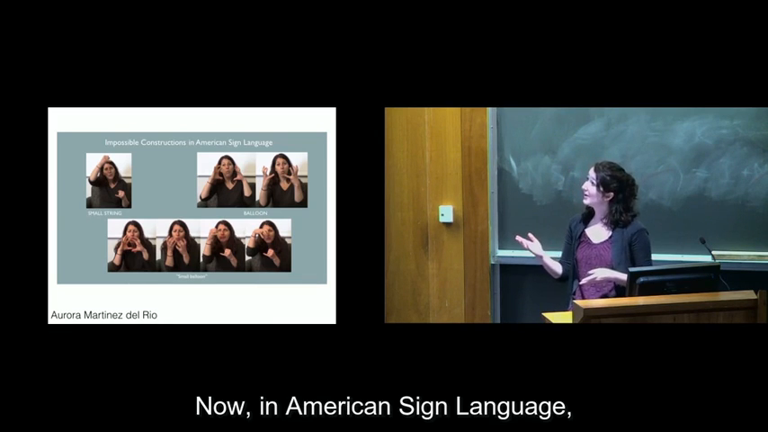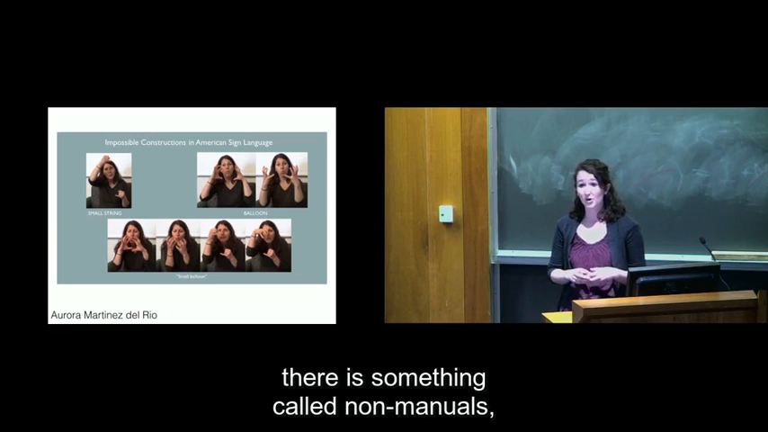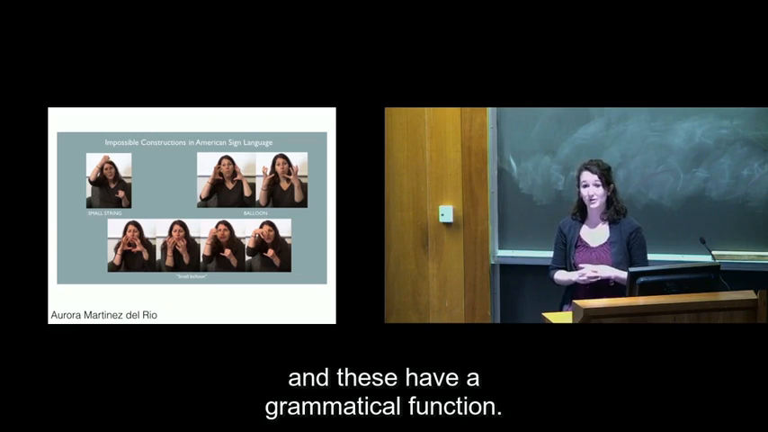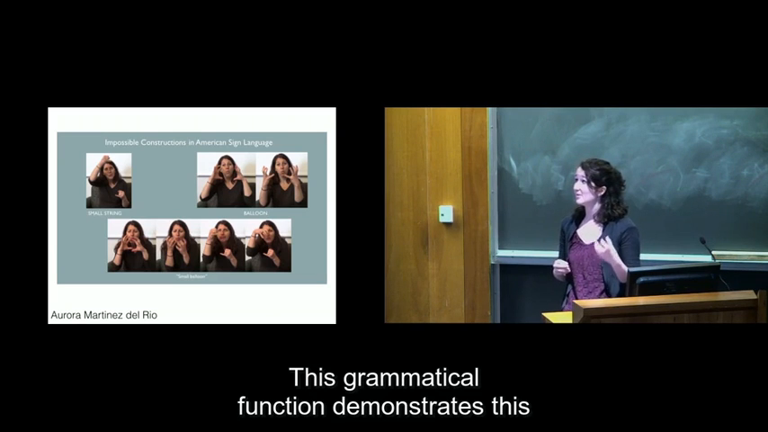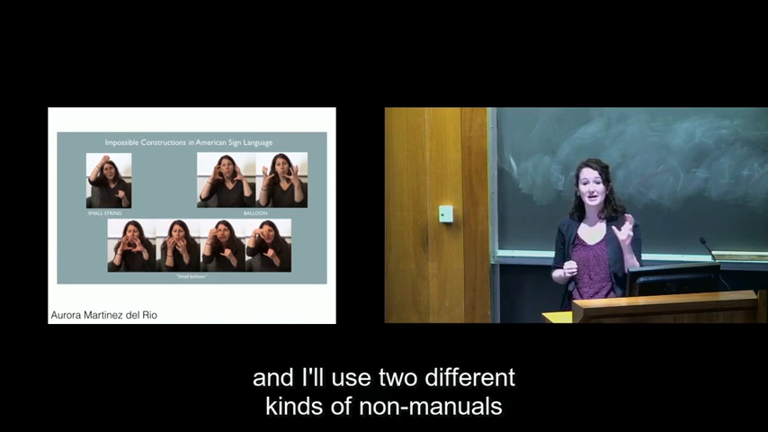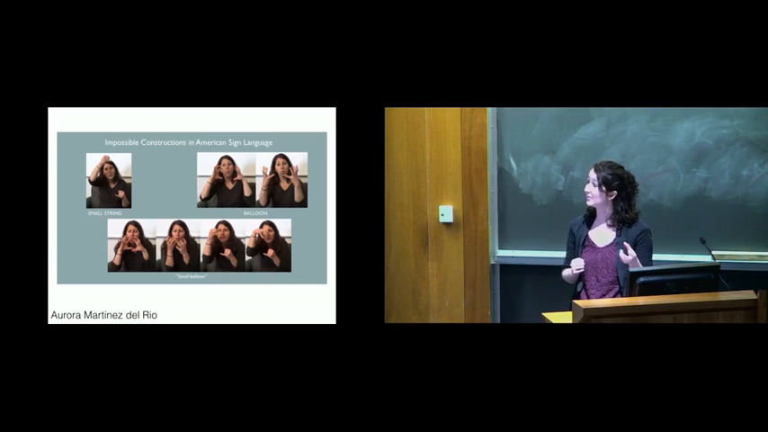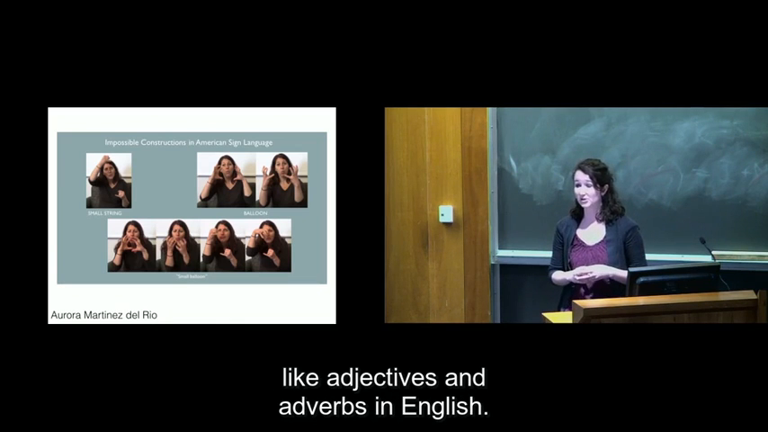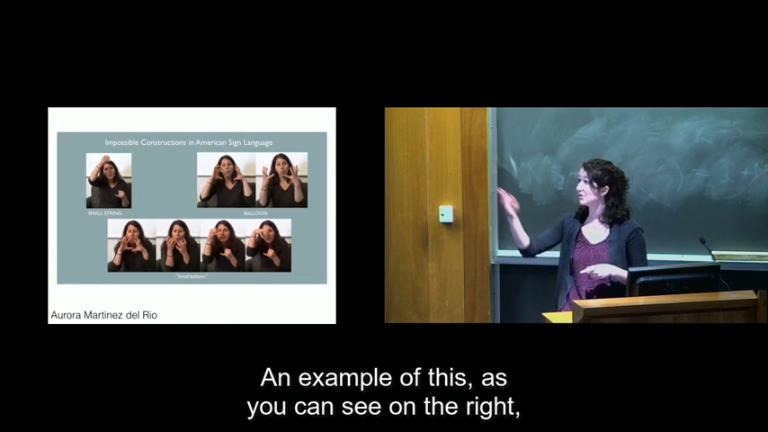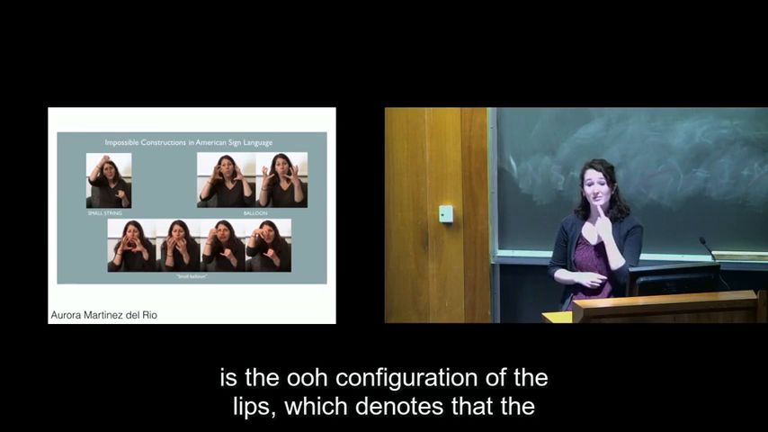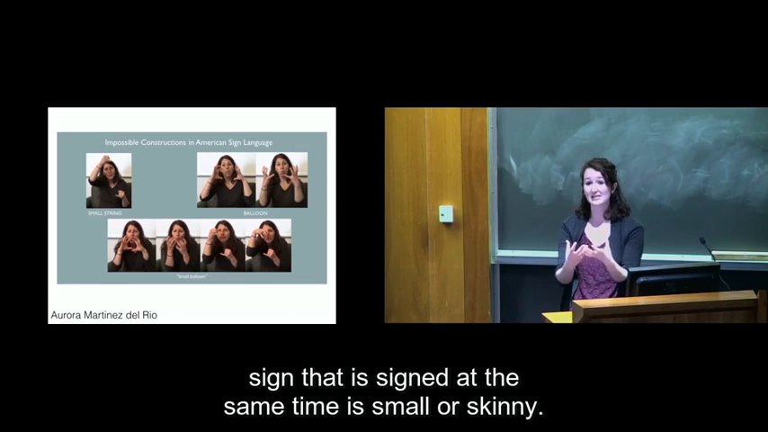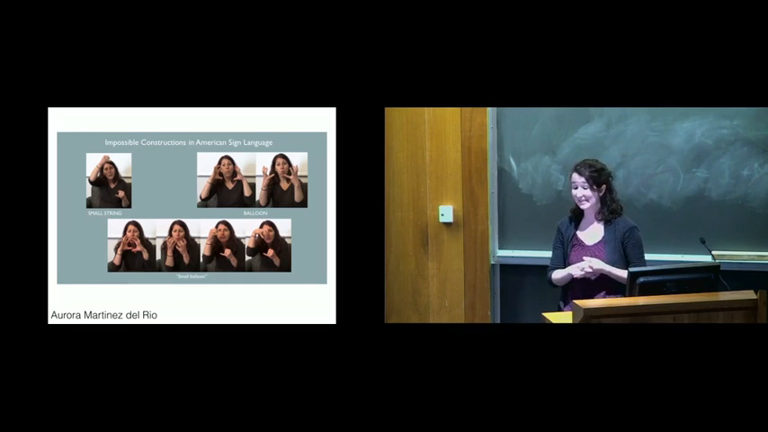Now, in American Sign Language, there's something called non-manuals, which are different configurations of the face, and these have a grammatical function. I'll use two different kinds of non-manuals to exemplify this property. The first type of non-manuals are modifiers, which function like adjectives and adverbs in English. An example of this, as you can see on the right, is the oo configuration of the lips, which denotes that the sign that is signed at the same time is small or skinny.